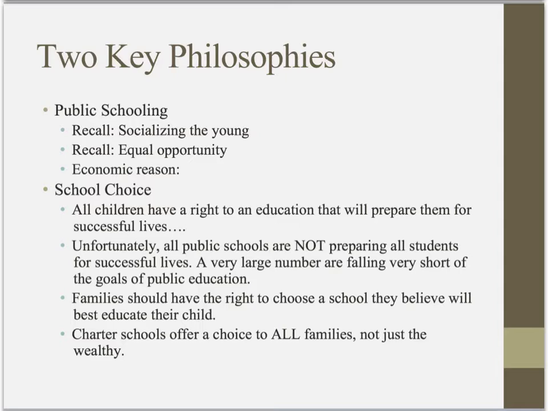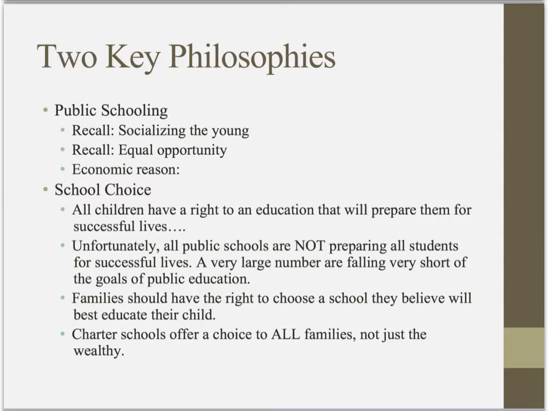Unfortunately, you can look across the country, and all public schools are not preparing all students for successful lives. You can cut it differently based on race, economic level, beginning abilities, or gender. And also, unfortunately, a very large number of those schools are falling very short of the goals of public education: giving everyone an equal opportunity and fully socializing citizens so that they can become productive adult citizens.